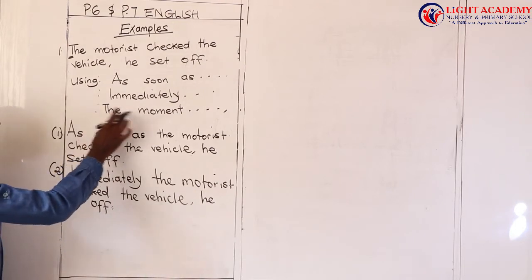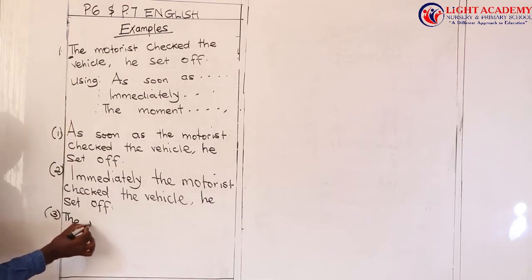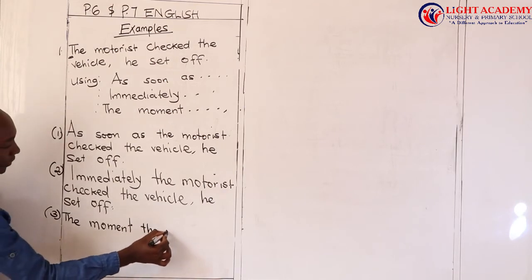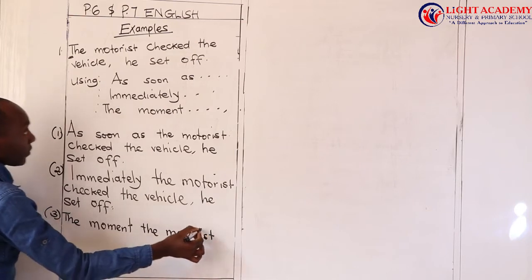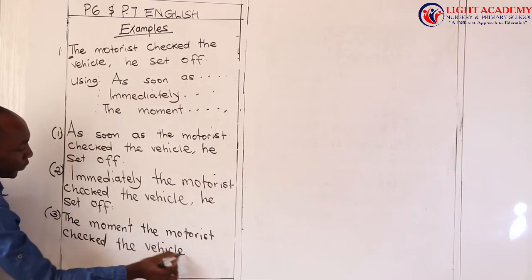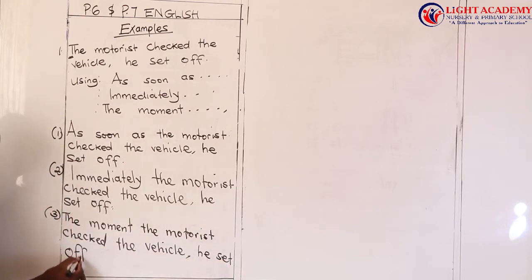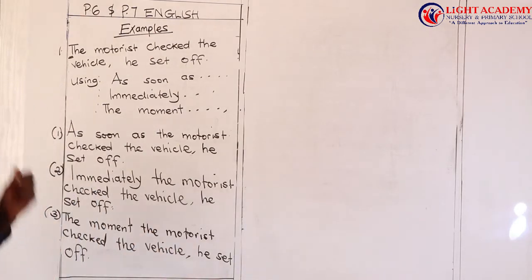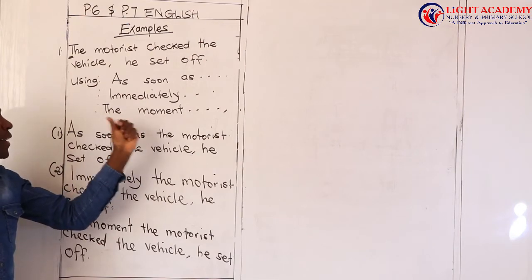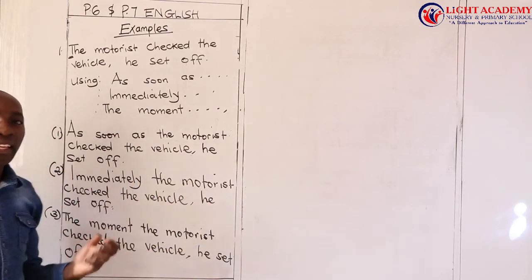I think you are good to that. Then we're going to use the moment. You can say, the moment the motorist checked the vehicle, you put a comma, he set off. You put a full stop. Then, suppose they say, use as soon as, or immediately, or the moment, within the sentence. We don't say in the middle, because we're not going to measure the sentence. We say within the sentence.